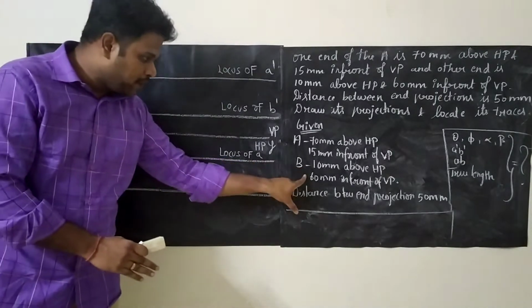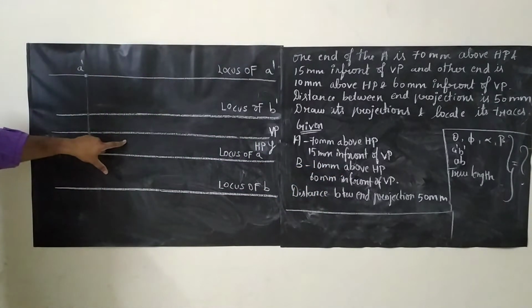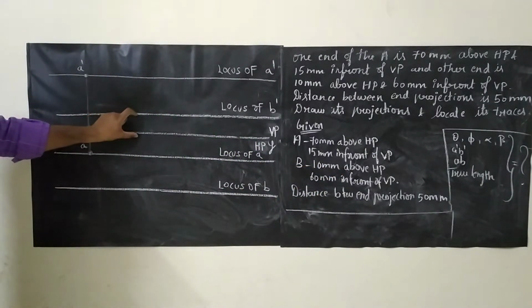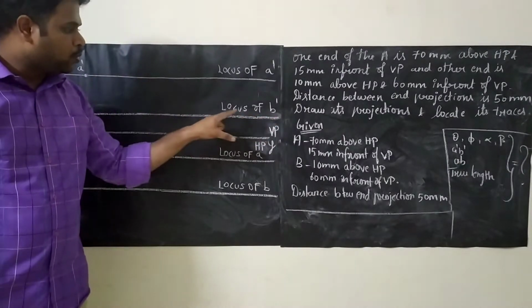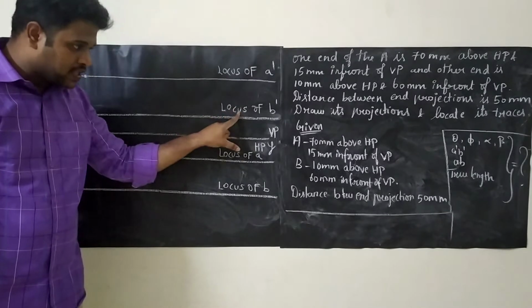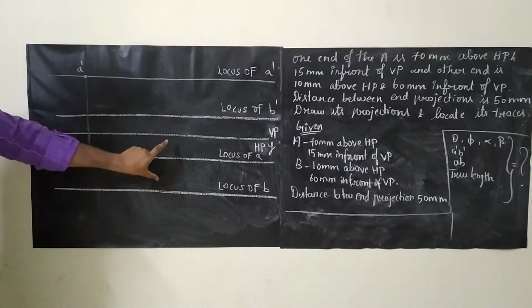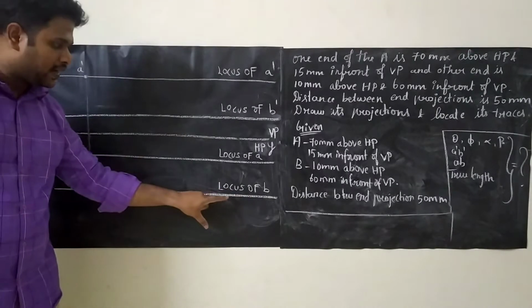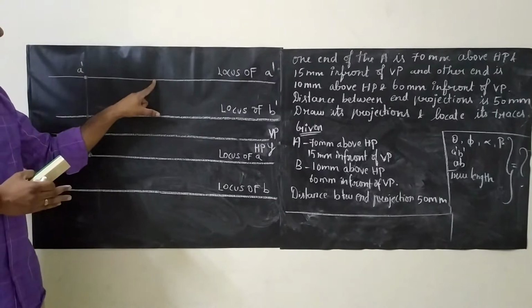Next hint is B. B is 10 mm above HP. So from the reference line, draw another line at a distance of 10 mm and name that line locus of B dash. Next is 60 mm. From the reference line, take 60 mm, draw a straight line, and name that line locus of B. But our problem is we don't know where to keep B dash and B.